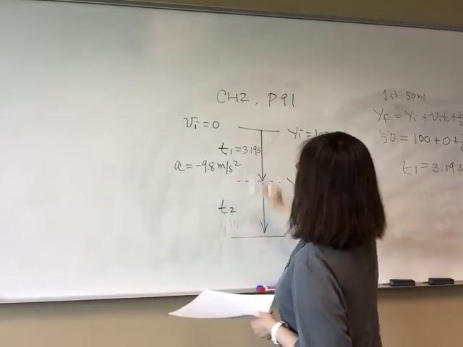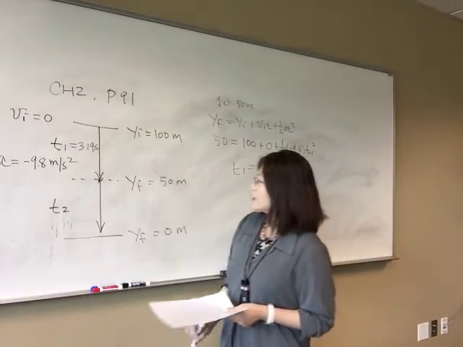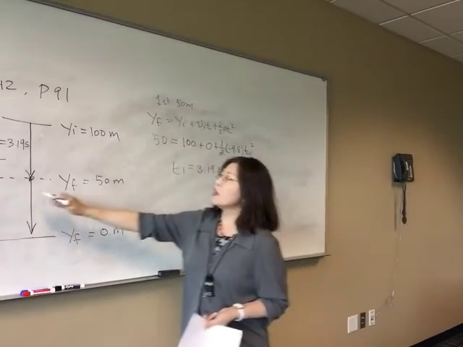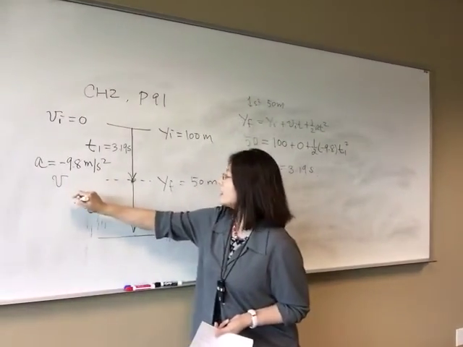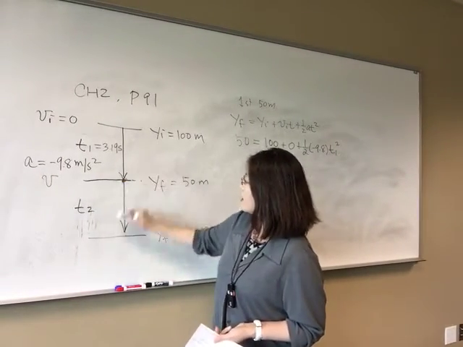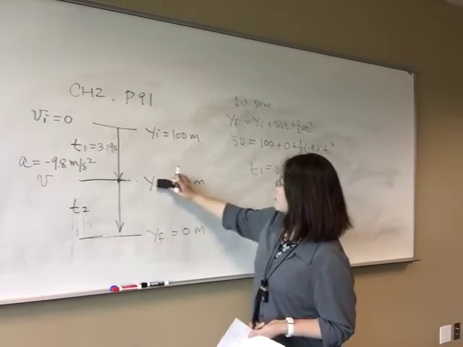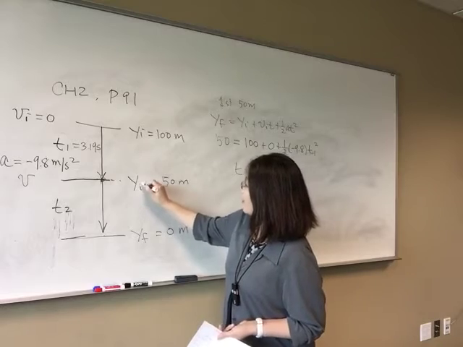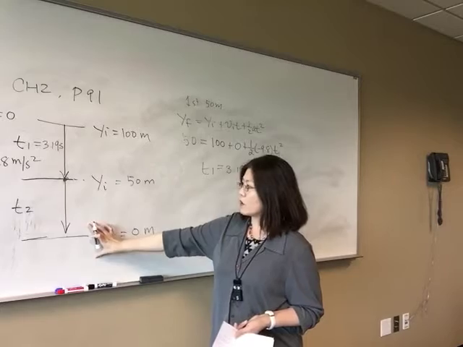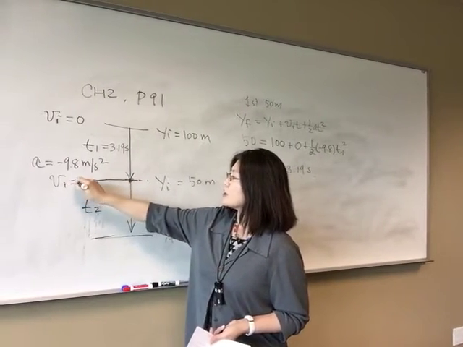3.19 seconds. And then you also find how much time from this point to that point. Now, we could have used the same equations here if we knew the velocity. So this will be your initial height, and this will be your final height. So now your initial height is at 50, and your final height is at 0. You don't know the time. You have the same acceleration, but you don't know your initial velocity now.